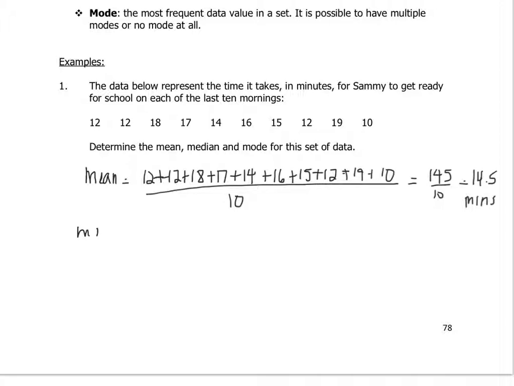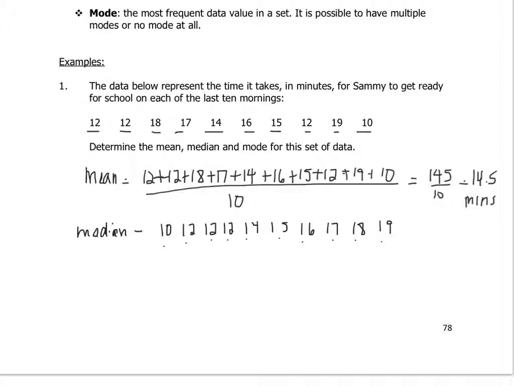For the median, first we have to put them all in numerical order. The lowest piece of data is 10 minutes, and then we have three 12s. Then I got a 14 next, and then a 15, a 16, a 17, an 18, and a 19. I'm going to count them to make sure I got 10: 1, 2, 3, 4, 5, 6, 7, 8, 9, 10. Yep, we've accounted for all of those.